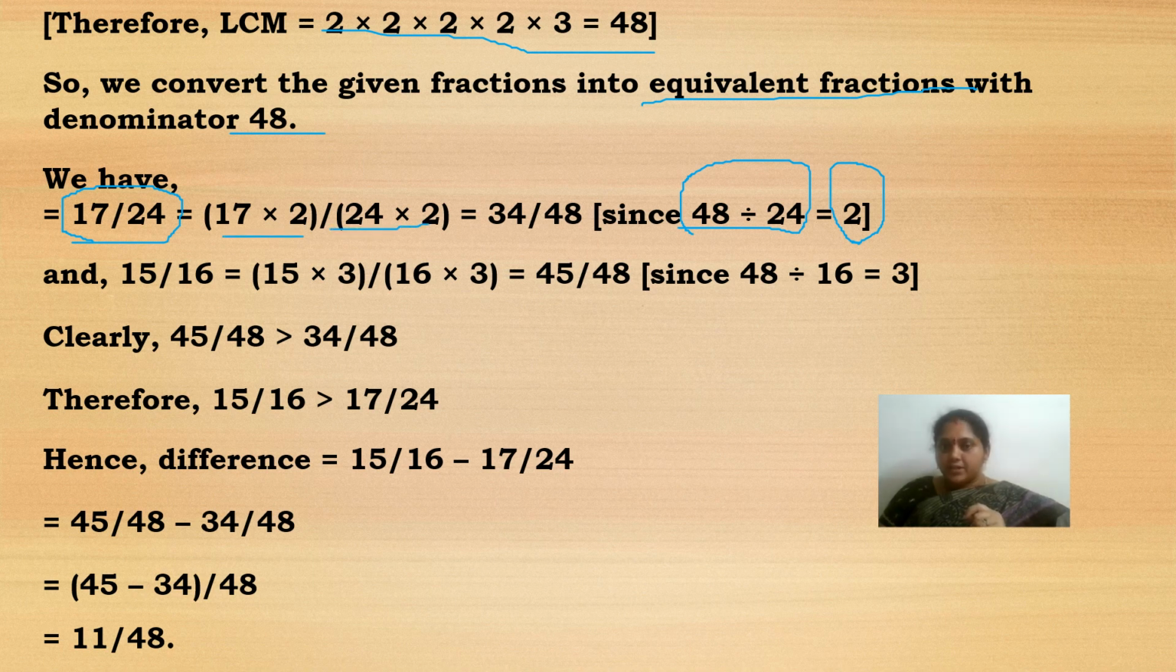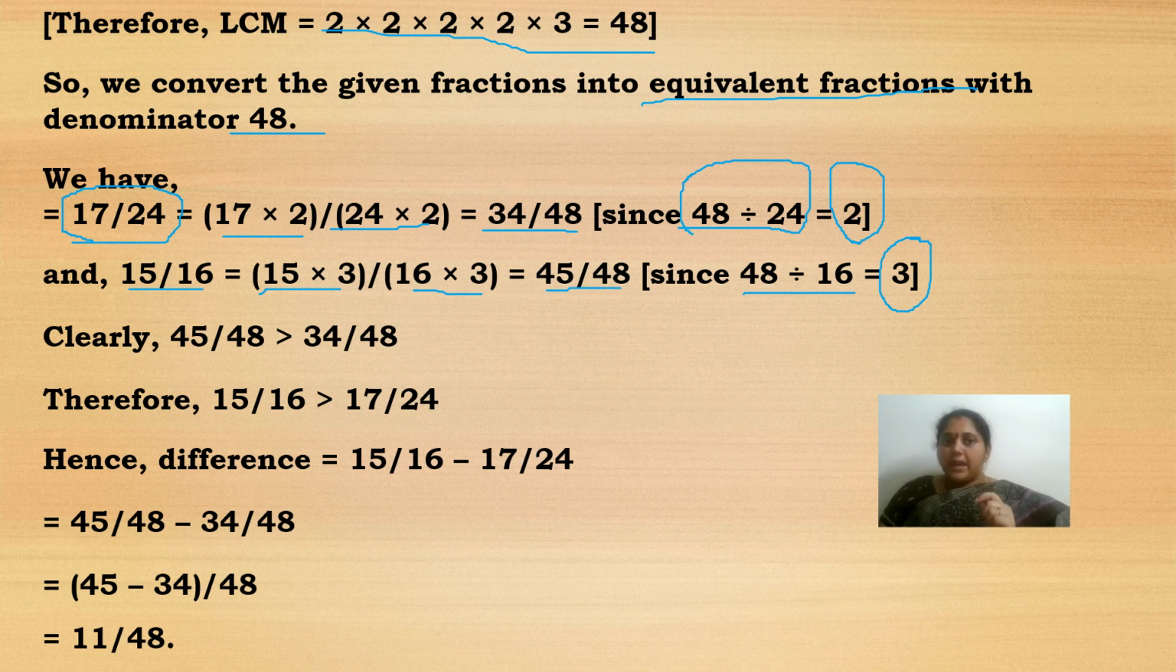That is our fraction 34 by 48. In the same way, 15 by 16. 48 divided by 16, our number is 3. Numerator and denominator should be multiplied by 3. 15 into 3 and 16 into 3. Our fraction is 45 by 48.